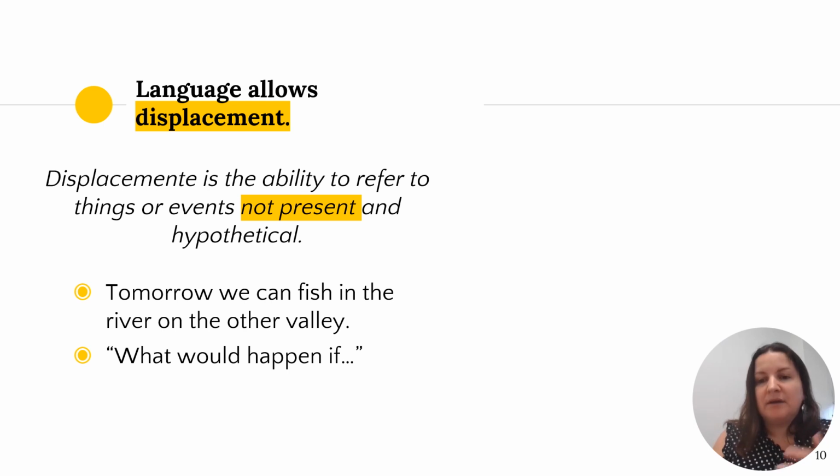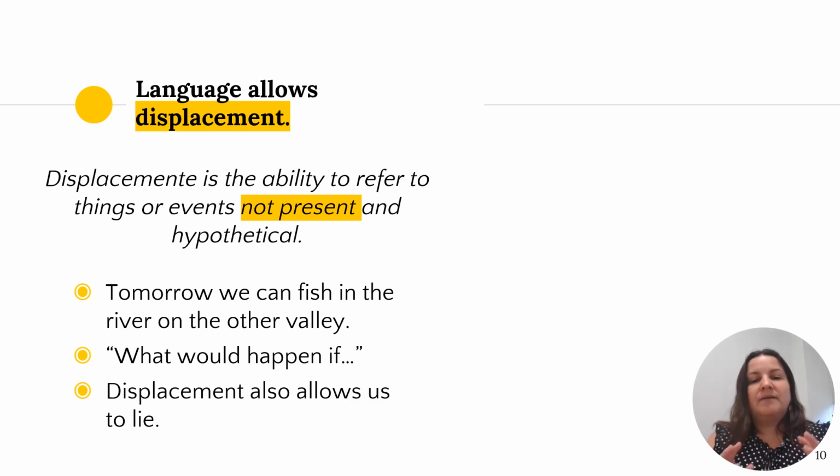Or hypotheticals. What would happen if? What would happen if we go to war with this country? What would happen if we create this law in our country versus another law, right? Displacement, therefore, is very useful, and it gave humans a huge adaptive advantage, right? Because we can say these things, we can plan things as humans.